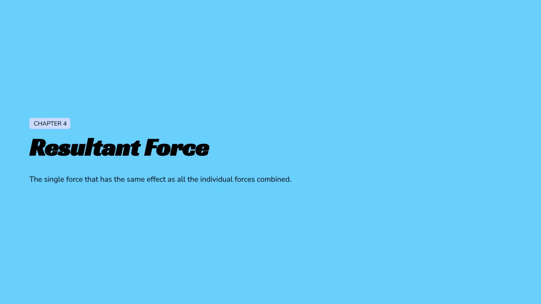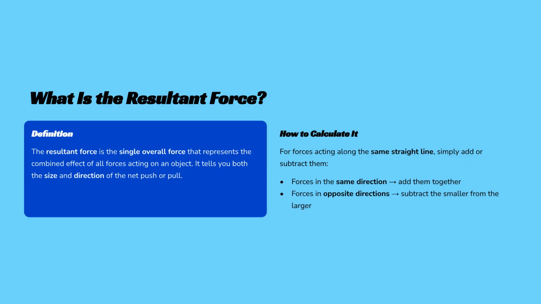This is the single overall force that represents the combined effect of all individual forces acting on an object. To find the resultant force, consider the direction of the forces. If they act in the same direction, add them together. If they act in opposite directions, subtract the smaller force from the larger one.